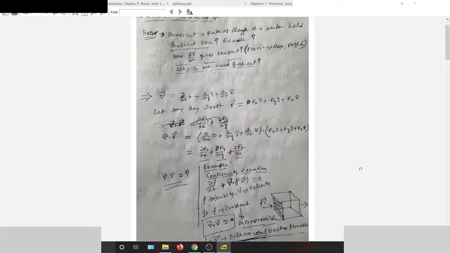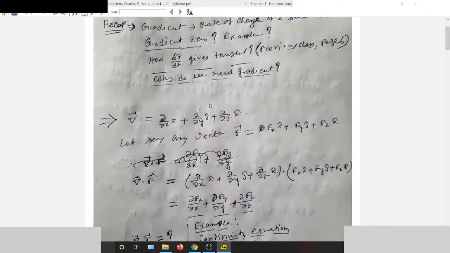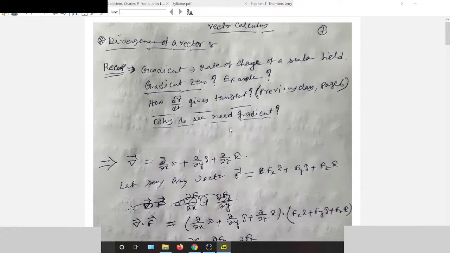represent the rate of, right? And we have discussed what is the direction and all of that gradient.